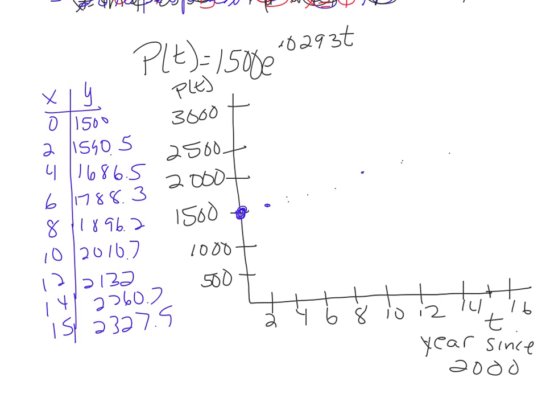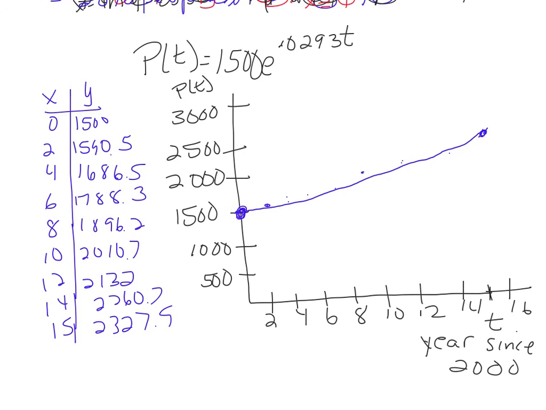So make sure you get 15 in there. So it looks like this. Okay, you have to make sure you stop at the 15. Don't put an arrow at the end because I'm only graphing from 2000 to 2015. So your graph should look a little bit neater than mine.